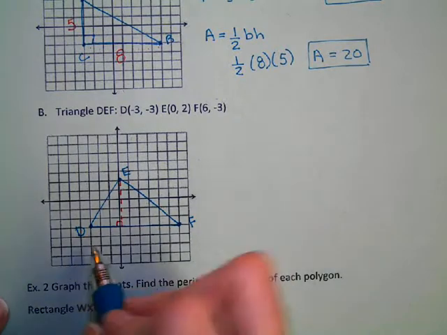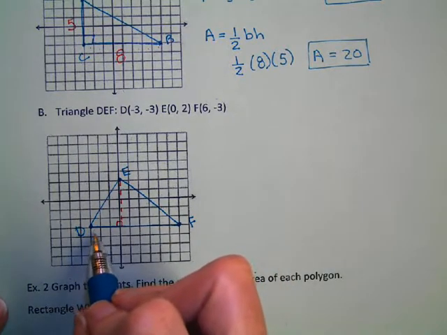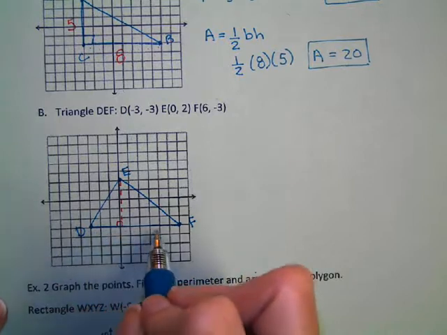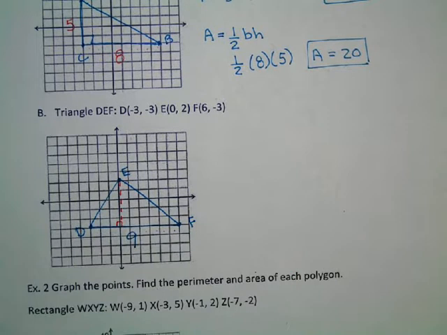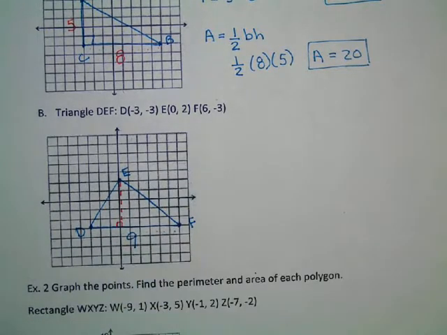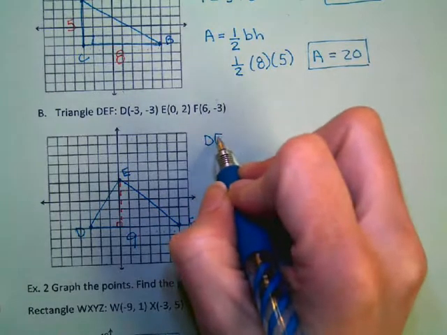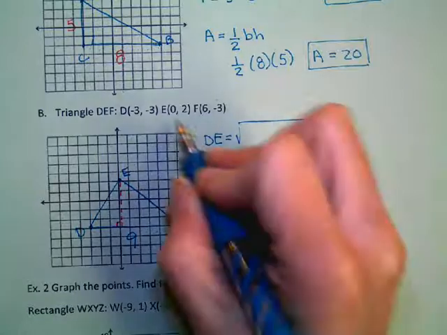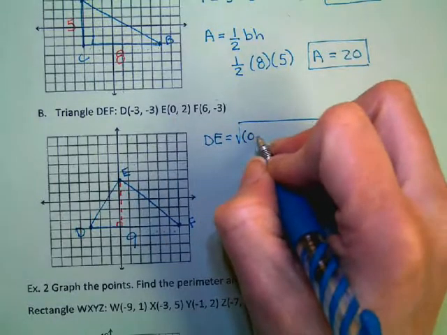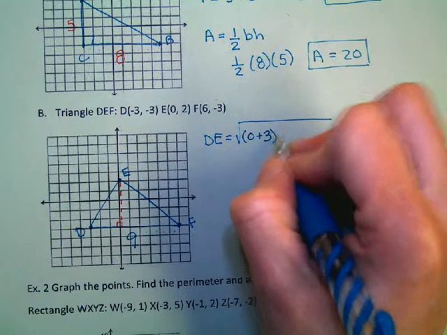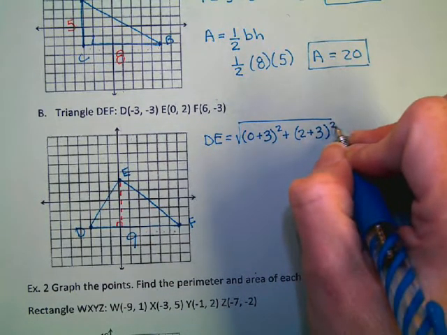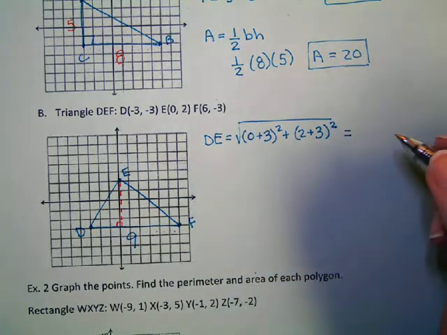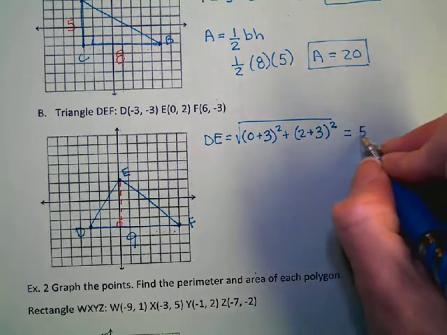Let's go ahead and do perimeter first. If I count from D to F, because it's a horizontal line, that length is 9. So the length of the base is going to be 9. To find DE and EF, this is where we're going to use either Pythagorean theorem or distance formula, whichever one you prefer. I'm going to use the distance formula from D to E. 0 minus negative 3 makes +3 squared, and then 2 minus negative 3 makes +3 squared. So the distance from D to E, when you square root this, is 5.83.